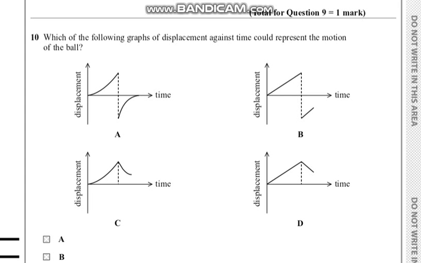The 10th question is, which of the following graphs of displacement against time could represent the motion of the ball? So, clearing out the wrong options, in the displacement time graph, B and D are clearly not the options because they show no change in velocity. There is no sign of change in velocity within these graphs. So we are left with A and C.